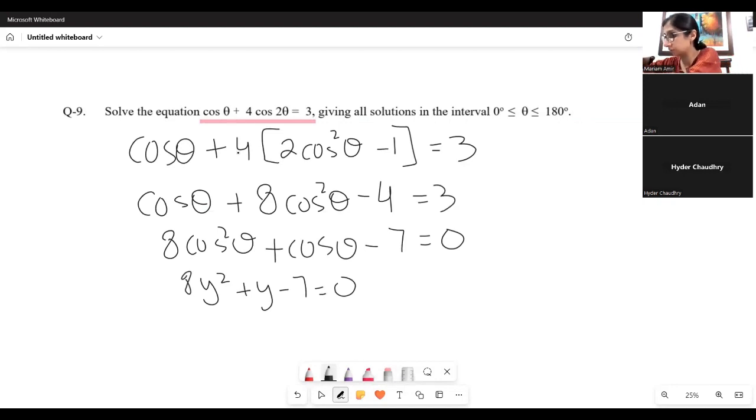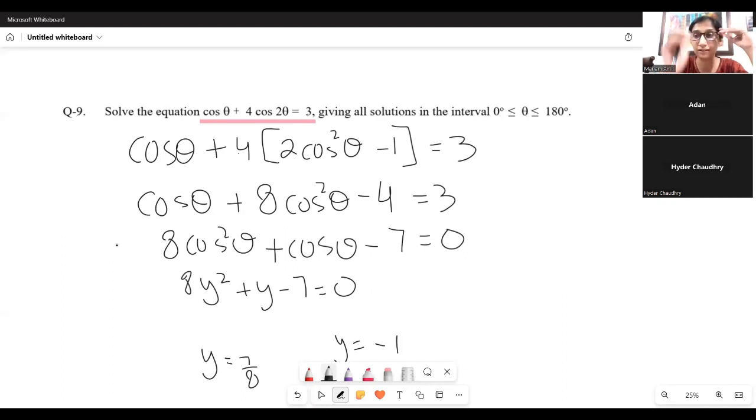Let me confirm. Okay. So can we factorize this? I believe we can. I'm going to check from my calculator. A is 8, B is 1, C is minus 7. So y is equal to 7 by 8, y equals minus 1.